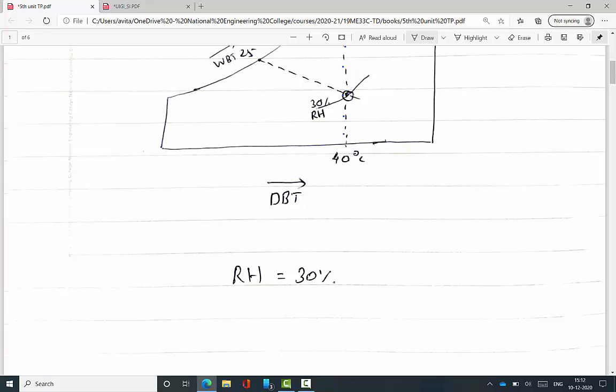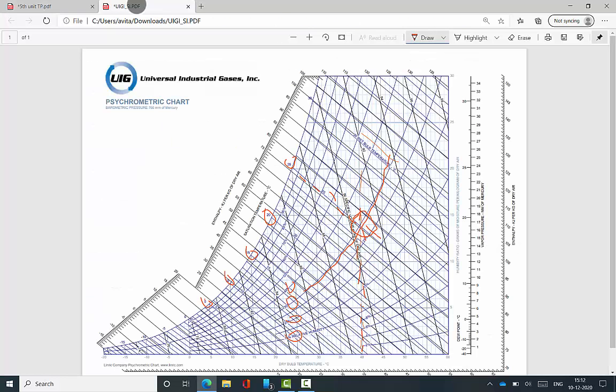First we locate the point with the help of the given data, and once we locate the point, we find the other data intersecting or passing through that point. For example, if the problem also asks for the specific humidity, the moisture content, then from that point I mark one horizontal line which points to that value. This value is the specific humidity or moisture content.